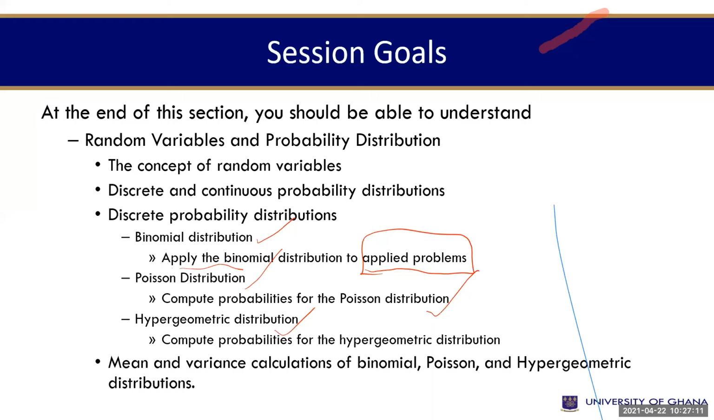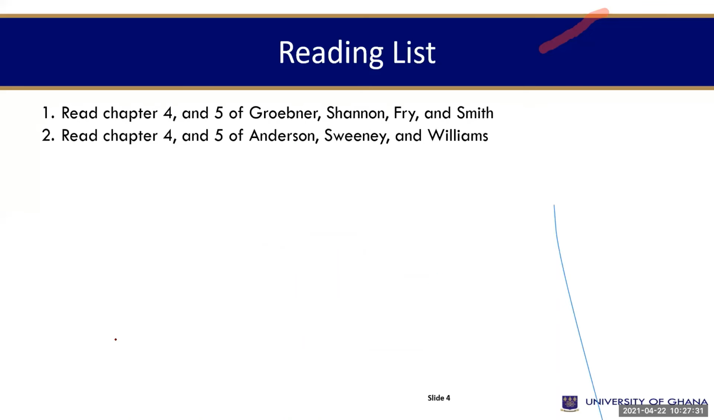So keenly, my discussions are going to be based on these main discrete probability distributions, and I only hope that at the end of the class, we all appreciate the principles or the theories behind these probability distributions. Again, you have to read from these textbooks, chapter 4, chapter 5 of Gavin, Shannon, Fry, or you can look at the Anderson et al. book to make reference from.